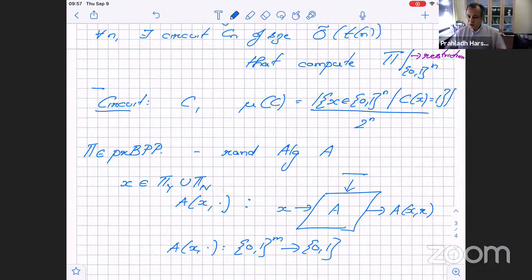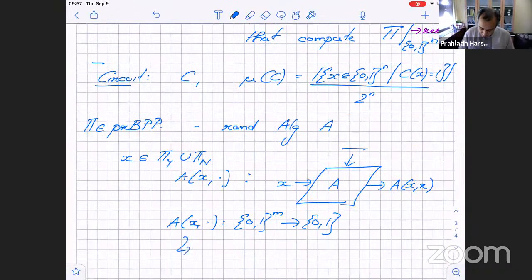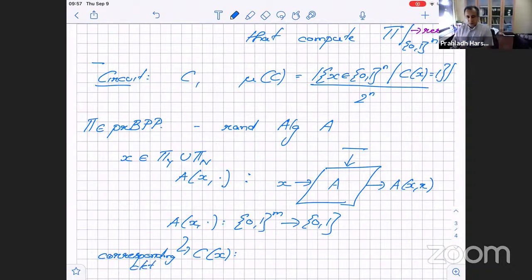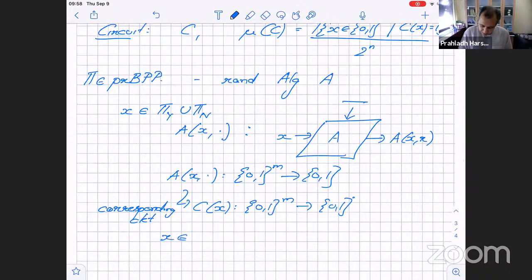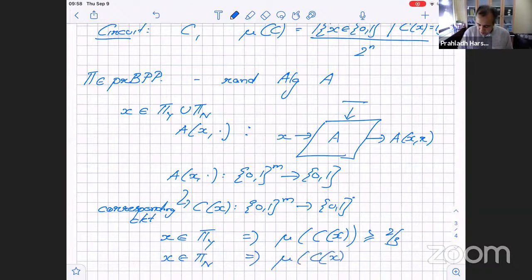Now you can look at the circuit corresponding to this particular thing. By the previous result, I can now talk of C_X, the corresponding circuit, which is also a function. Notice there's a circuit for every input X. For each input X, there's a different circuit whose input is not the actual input X, but actually the random coins. And what do we know of this? If X is in pi yes, then mu of C_X is greater than 2/3. If X is in pi no, then mu of C_X is less than 1/3. I've done nothing. I've just set up all notation to rewrite the same stuff which we've been talking about. There's nothing that's happened so far.